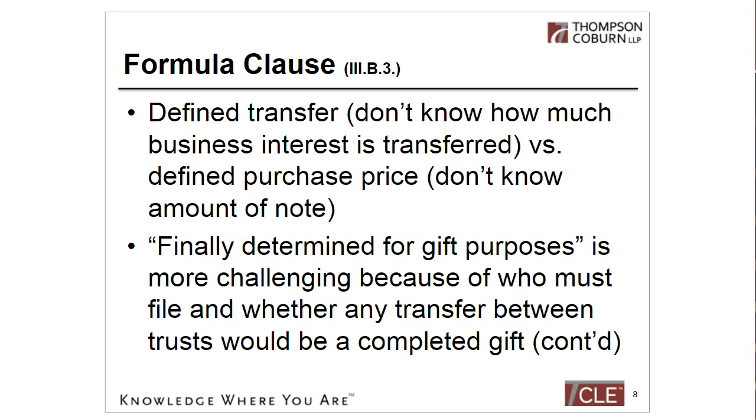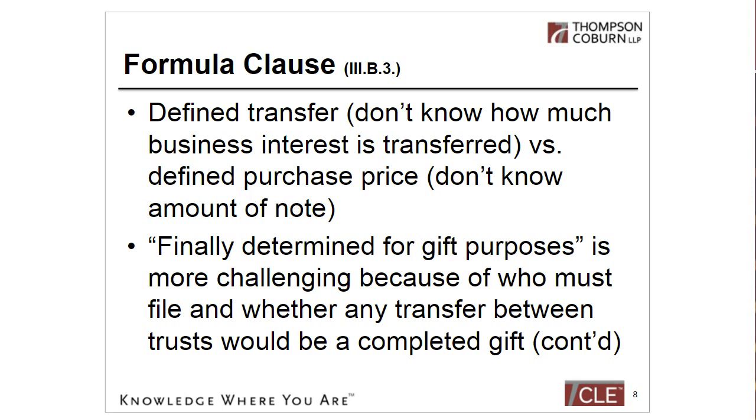And then the grantor will file a gift tax return, will disclose the sale, and run the gift tax statute of limitations. And when I have that formula, I always put in there that the grantor is required to file a gift tax return, because if we're going to say finally determined, we need to make sure there is going to be a final determination. So, finally determined for gift tax purposes.